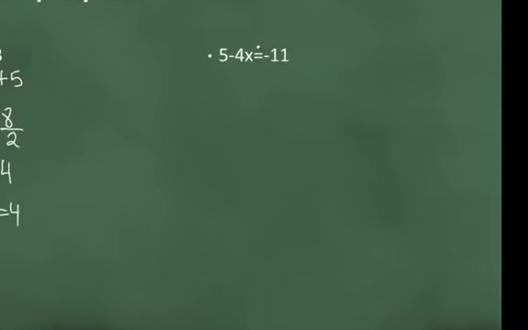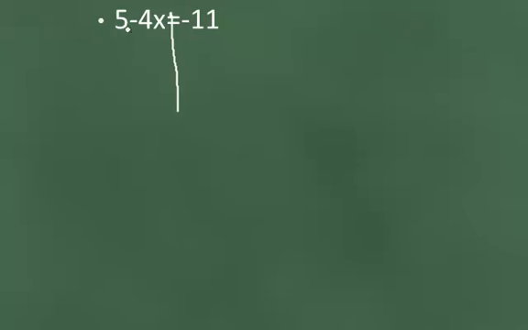If you do it over here, you're going to start moving this 5. It's a +5, so I'm going to have to make it a negative. And again, whatever you do on one side, you do on the other side. 5 minus 5 is 0. If this goes away, I'm left with a -4x, and -11 minus 5 more is -16.